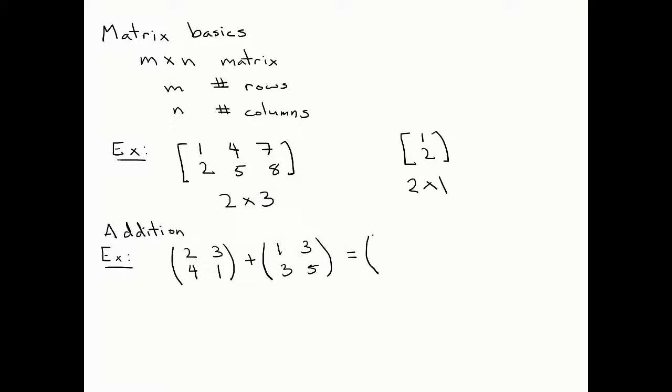So 2 plus 1 is 3. 4 plus 3 is 7. 3 plus 3 is 6. 1 plus 5 is 6. So both these matrices have to be the same size. Your answer is the same size. And also notice that here I use brackets and down here I use large parentheses. Either one is correct when you're writing. It doesn't matter what you decide to do. And sometimes I just flip back and forth because I'm not thinking about it.